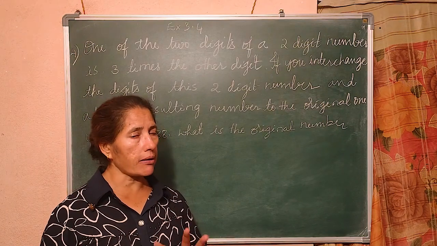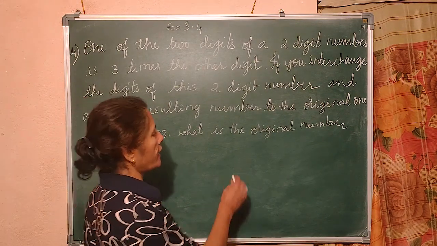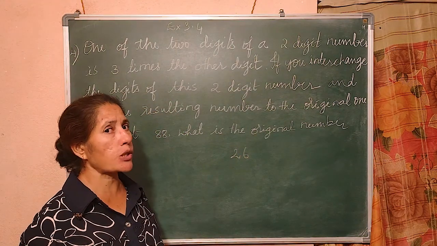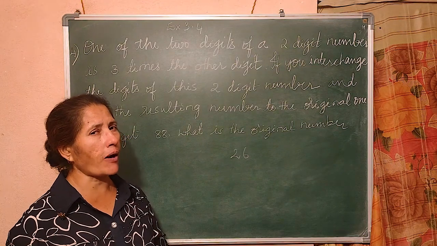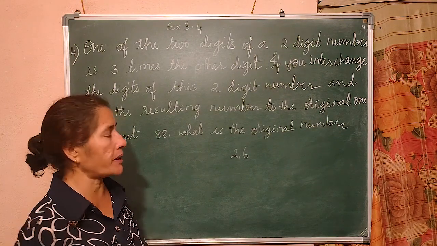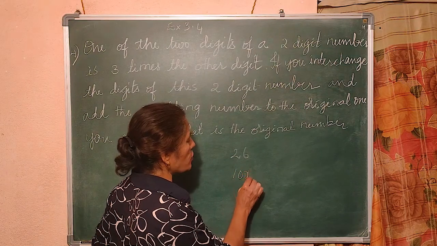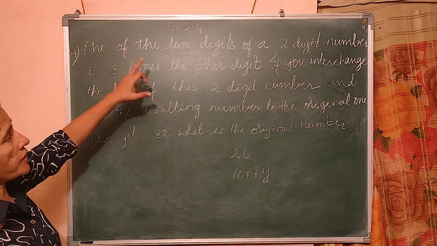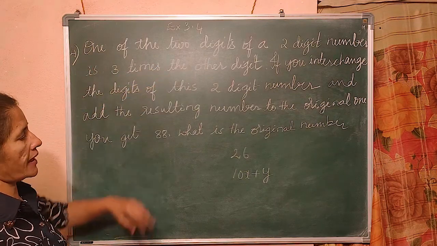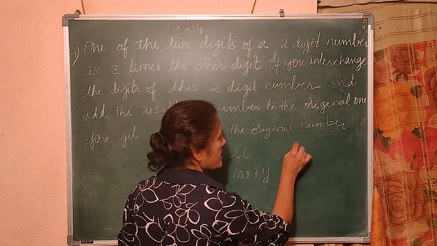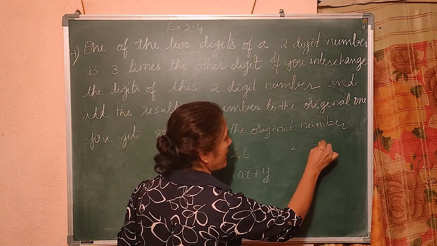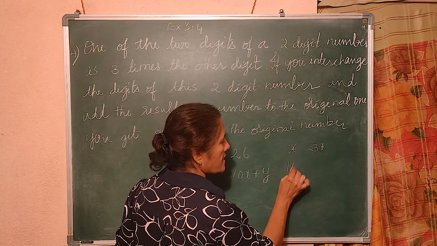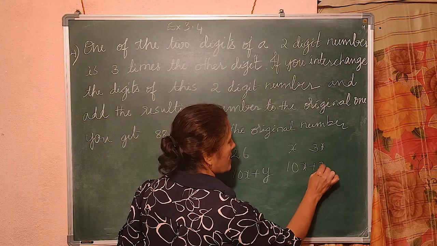I said many times, whenever I read 26, I read it as 2 and 6. I don't read it as twenty-six. So what is the general form of writing a two-digit number? 10x plus y. But now look at this: one of the two digits of a two-digit number is 3 times the other. So one is x, another instead of y, what is that? 3x. So how can I write down this number? I can write it as 10x plus 3x.